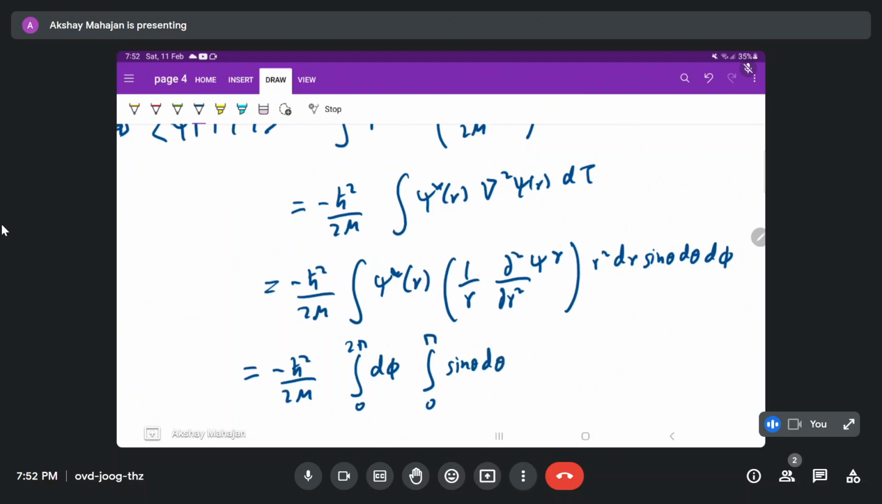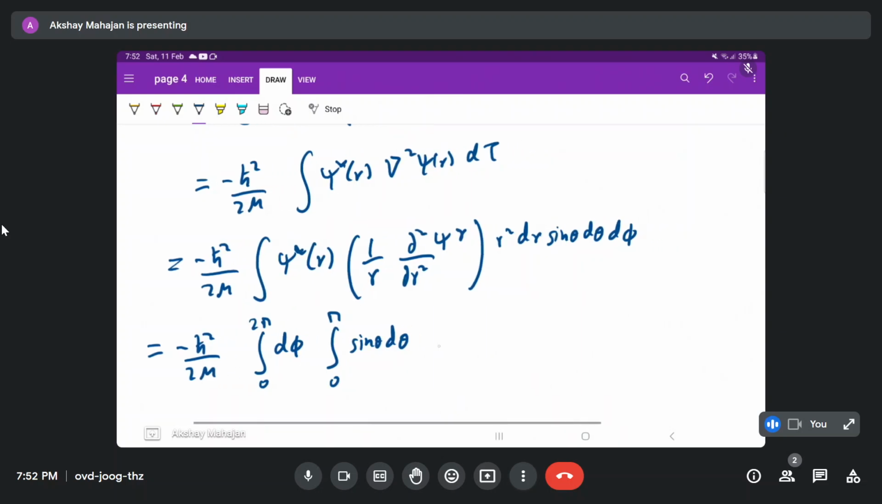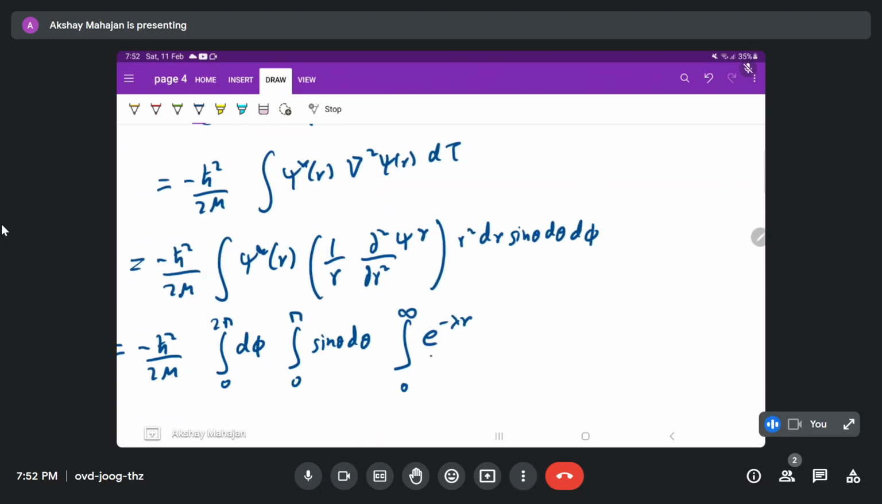Sin theta d theta. Okay, we know what these values are going to be. Now we will solve this equation for 0 to infinity. So what we'll have here, if you solve this, is minus lambda r by r.